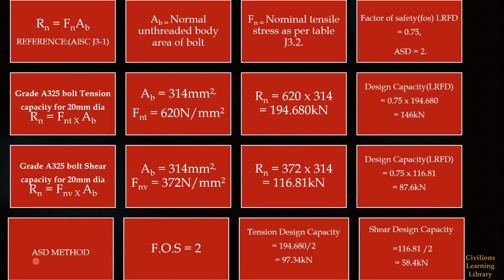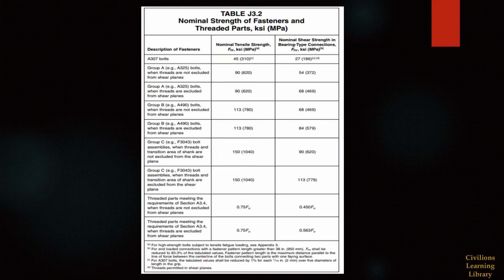Same thing we can do for the ASD method also. Only thing is we have to change the factor of safety to 2 and we have to divide the values. So our Rn value for tension capacity is 194.68. So 194.68 divided by 2, we get the capacity 97.34 kilonewton. Same thing for shear design capacity. For shear, single bolt capacity is 116.81. If we divide by 2, then we get 58.4 kilonewton. This table I am keeping here just for reference. Detailed information is provided in another slide and that link is provided in the description box.